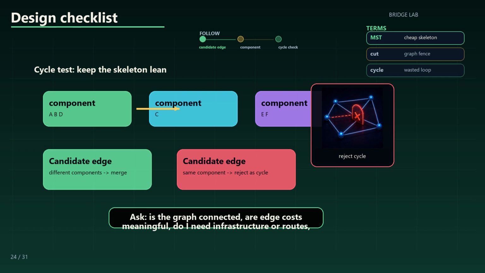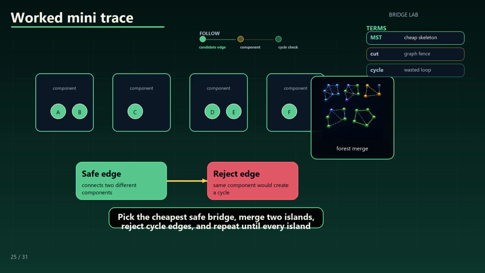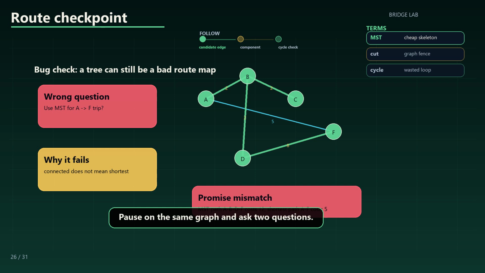Ask: is the graph connected? Are edge costs meaningful? Do I need infrastructure or routes, and which safe edge process fits the input? Pick the cheapest safe bridge, merge two islands, reject cycle edges, and repeat until every island becomes one connected network. Pause before each cheap edge: does it connect two components, or does it secretly close a cycle? The answer decides whether cheap is allowed. Every accepted edge should feel like a small proof, not a lucky bargain.